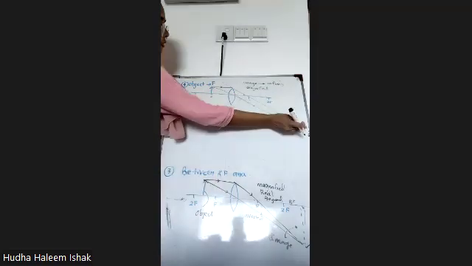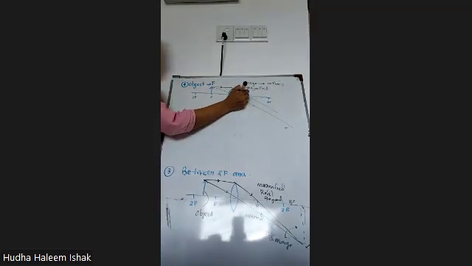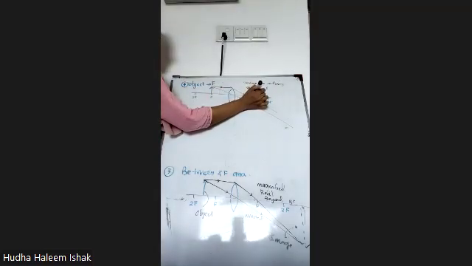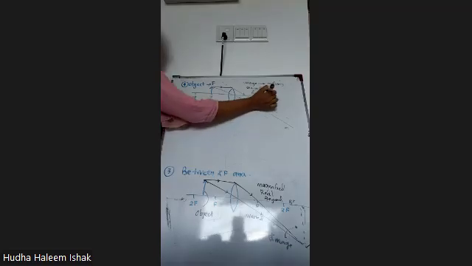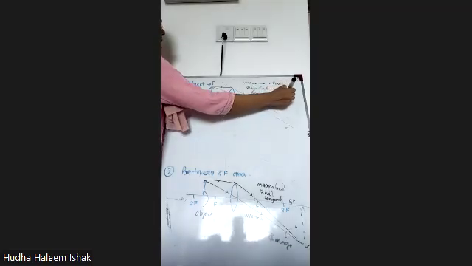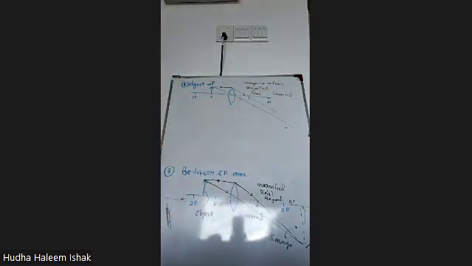And also the image will be formed on this side. See here, the light rays are going towards the image. Therefore, the image would be real. And the other last thing, the image is also inverted. So these are the main characteristics of the image formed when the object is kept at the focal point.